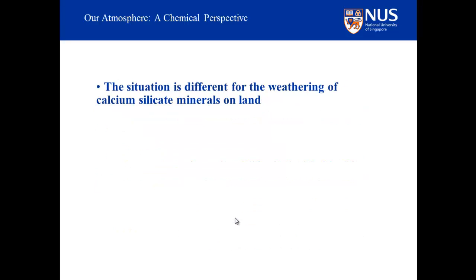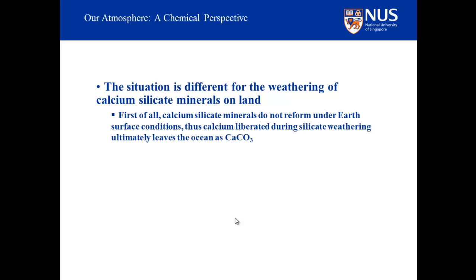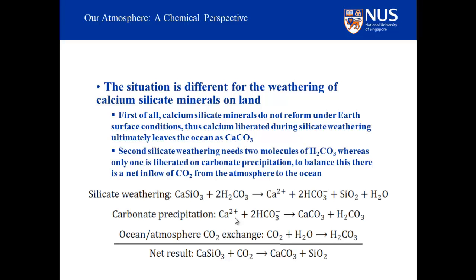The situation is different for the weathering of calcium silicate minerals on land. First of all, calcium silicate minerals do not reform under Earth's surface conditions. Thus, the calcium liberated during silicate weathering ultimately leaves the ocean as calcium carbonate. So the combined processes of silicate weathering on land and carbonate precipitation in the sea lead to a net conversion of atmospheric carbon dioxide to solid calcium carbonate.